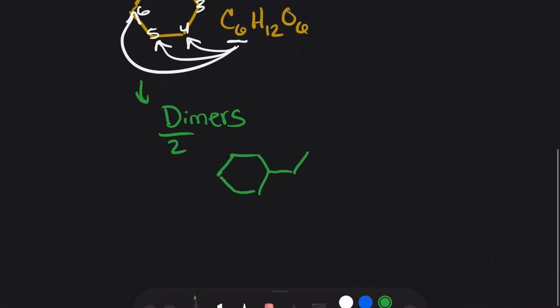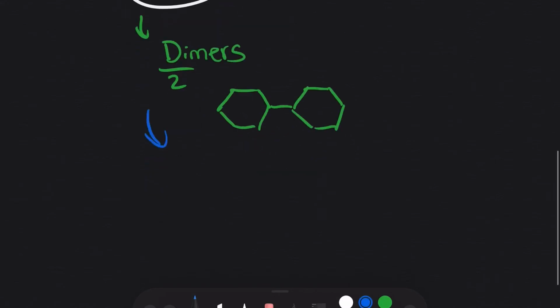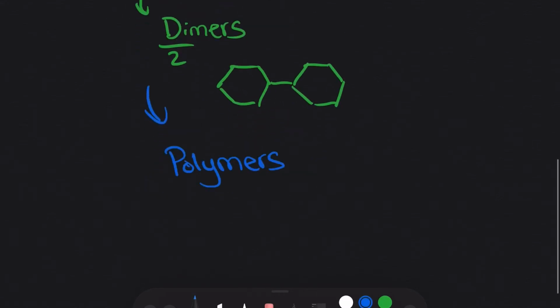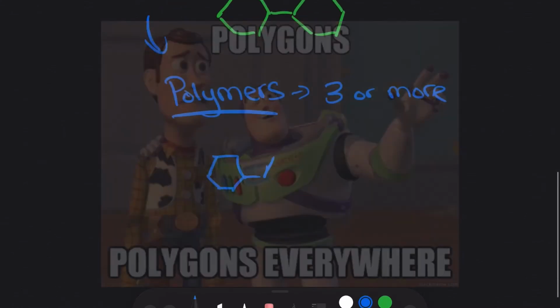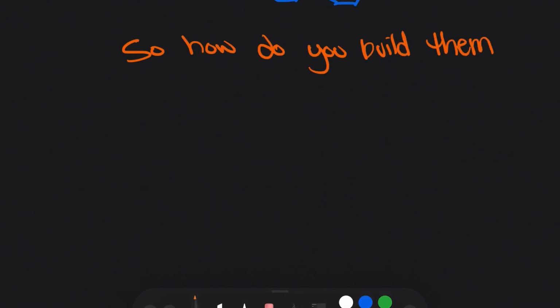If I take 2 glucoses or 2 monomers together, I form something called a dimer. Di means 2. 3 or more, I form a polymer. Poly, 3 or more, like polygon in math. So if I keep adding these polymers together, this is how I actually build a macromolecule. But how do we physically put them together?